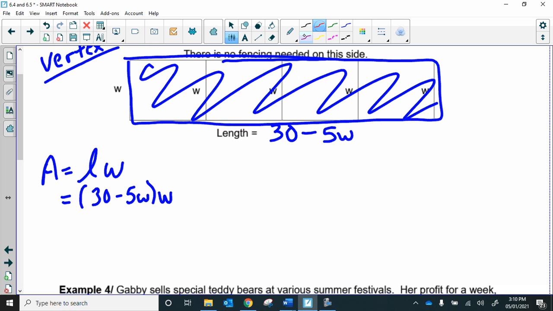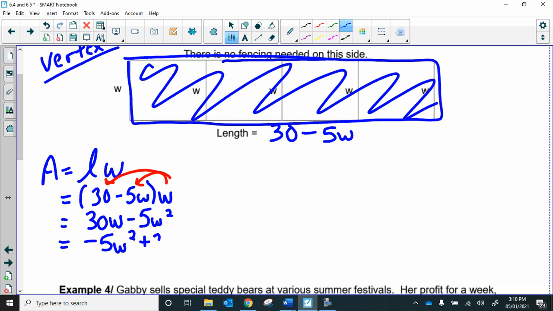When you multiply, just like if the W is out front, in fact, you can move it out front if you want, but you need to make sure you multiply it by both terms inside. So we have to distribute that. So it's going to be 30W subtract 5W squared, or changing this to standard form, we have negative 5W squared plus 30W. So we have standard form. I want to change it to vertex form. How do you go from standard to vertex? We're going to complete the square.